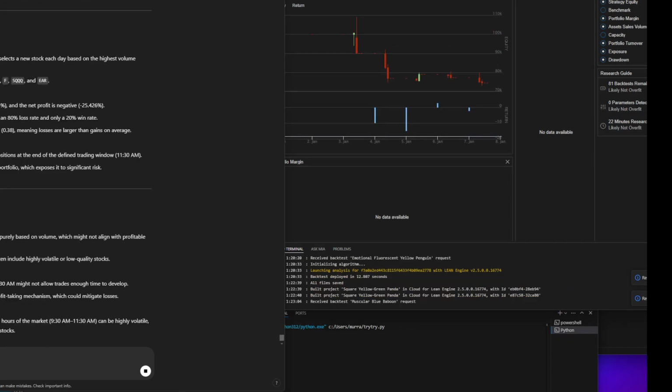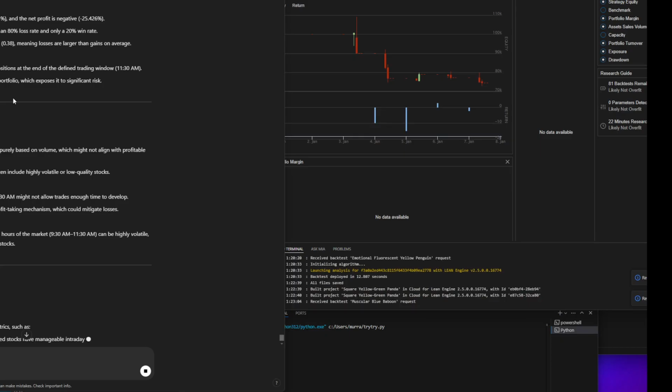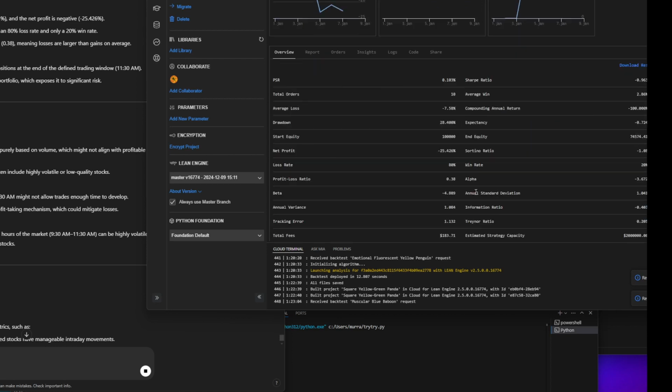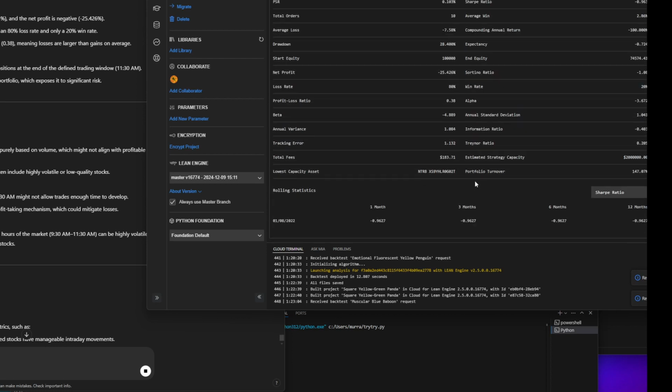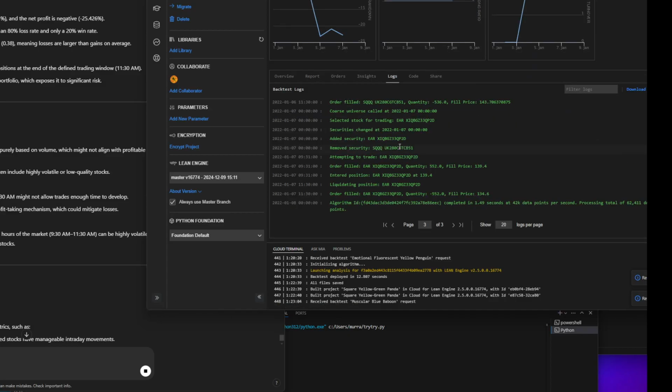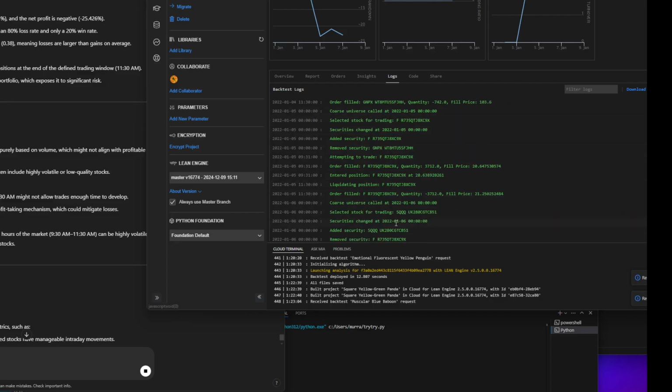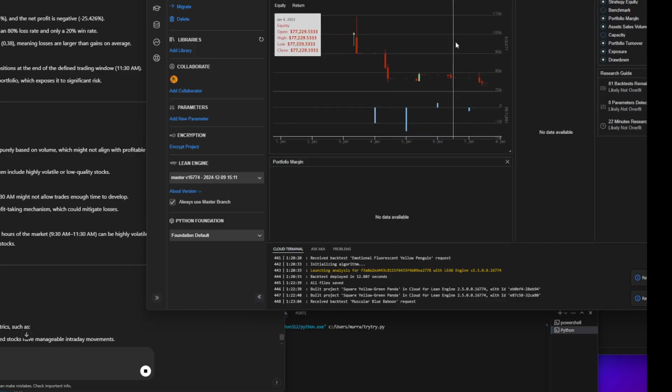Okay, it may be that it actually is trading different stocks every day, but it's just not showing up here. Or in the overview, it just shows you the lowest capacity. But when you go into the logs, you can see SQQ here, right? So it's just not profitable, and it is trading. All right, maybe we can put back in the restrictions then.